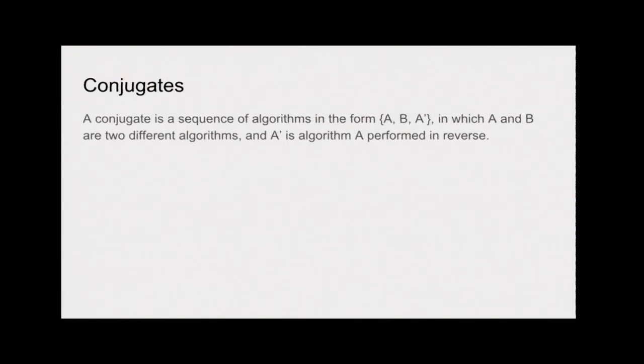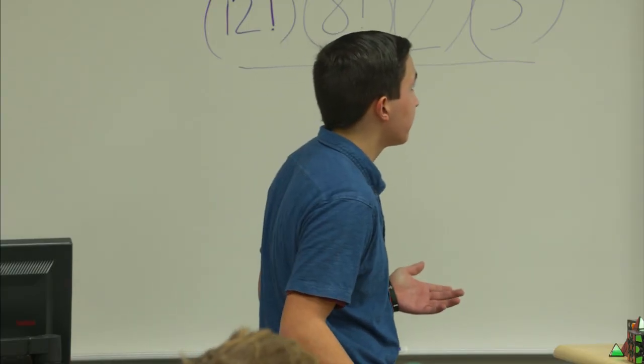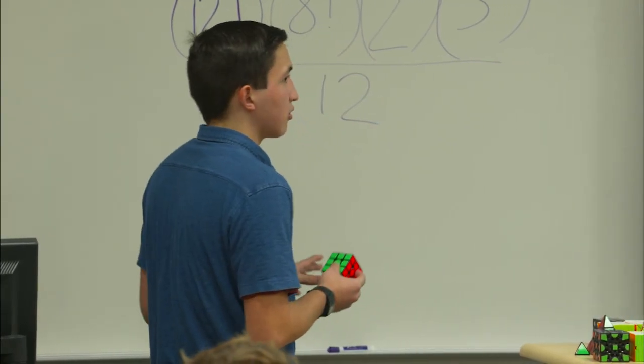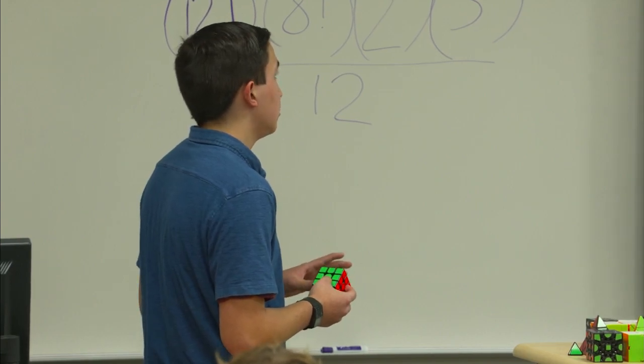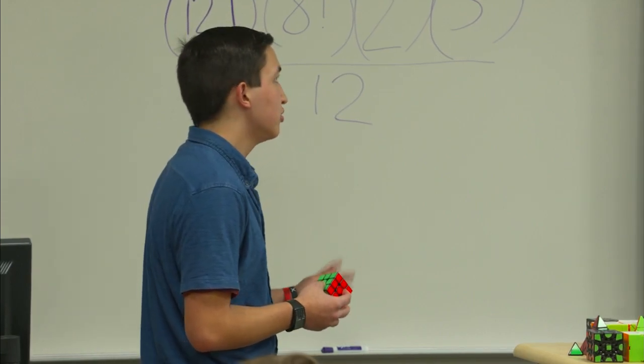So let's allow for something in our definition called a conjugate. A conjugate is a sequence of algorithms in the form A, B, A prime, in which A and B are two different algorithms, and A prime is algorithm A performed in reverse. So what does that mean? That means basically we're going to do one algorithm, then we're going to do a different algorithm, and then undo the first algorithm.